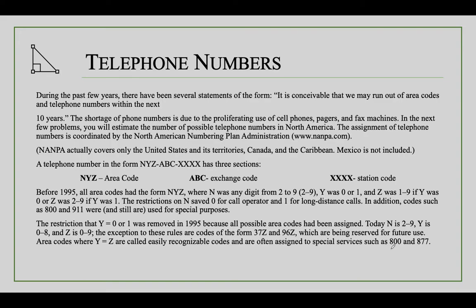So that brings us into the meat of our material today. And today we're going to be talking about telephone numbers. So during the past few years, there have been several statements of the form, it is conceivable that we may run out of area codes and telephone numbers within the next 10 years. The shortage of phone numbers is due to the proliferating use of cell phones, pagers, and fax machines. In the next few problems, you will estimate the number of possible telephone numbers in North America. The assignment of telephone numbers is coordinated by the North American Numbering Plan Administration.